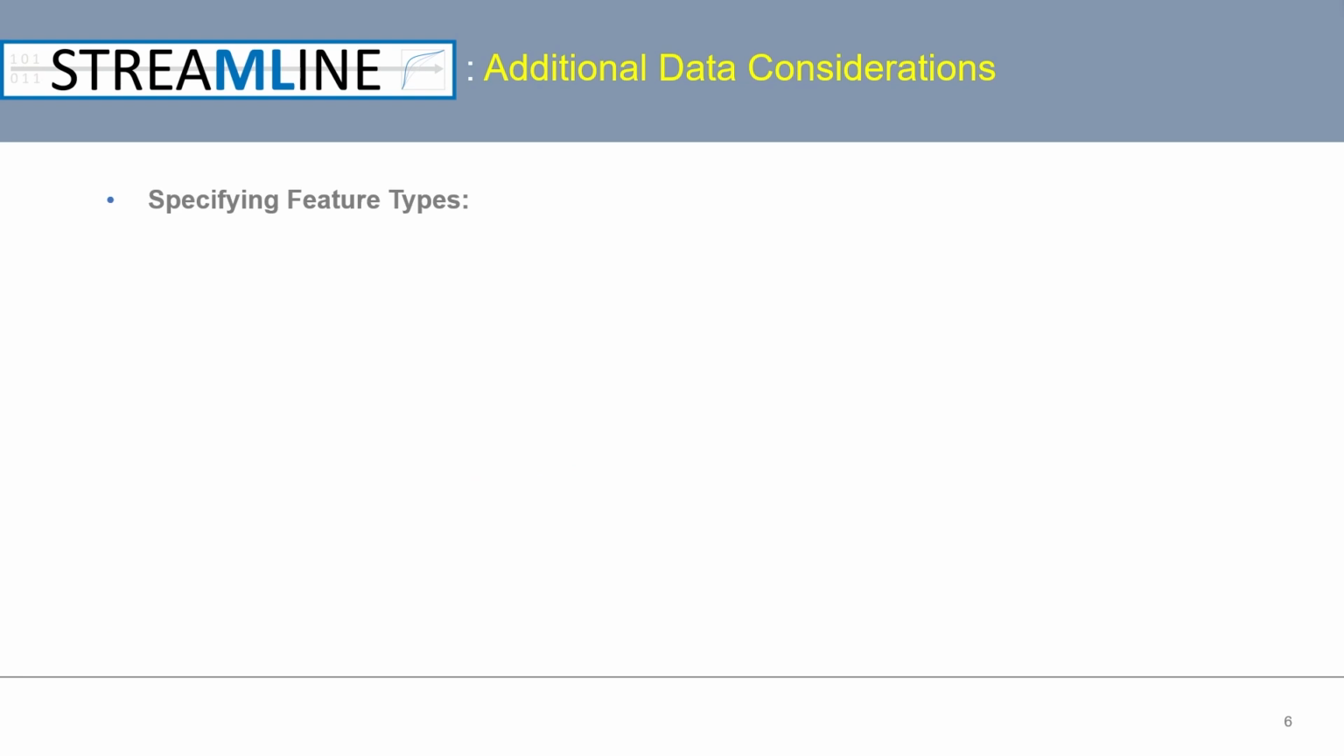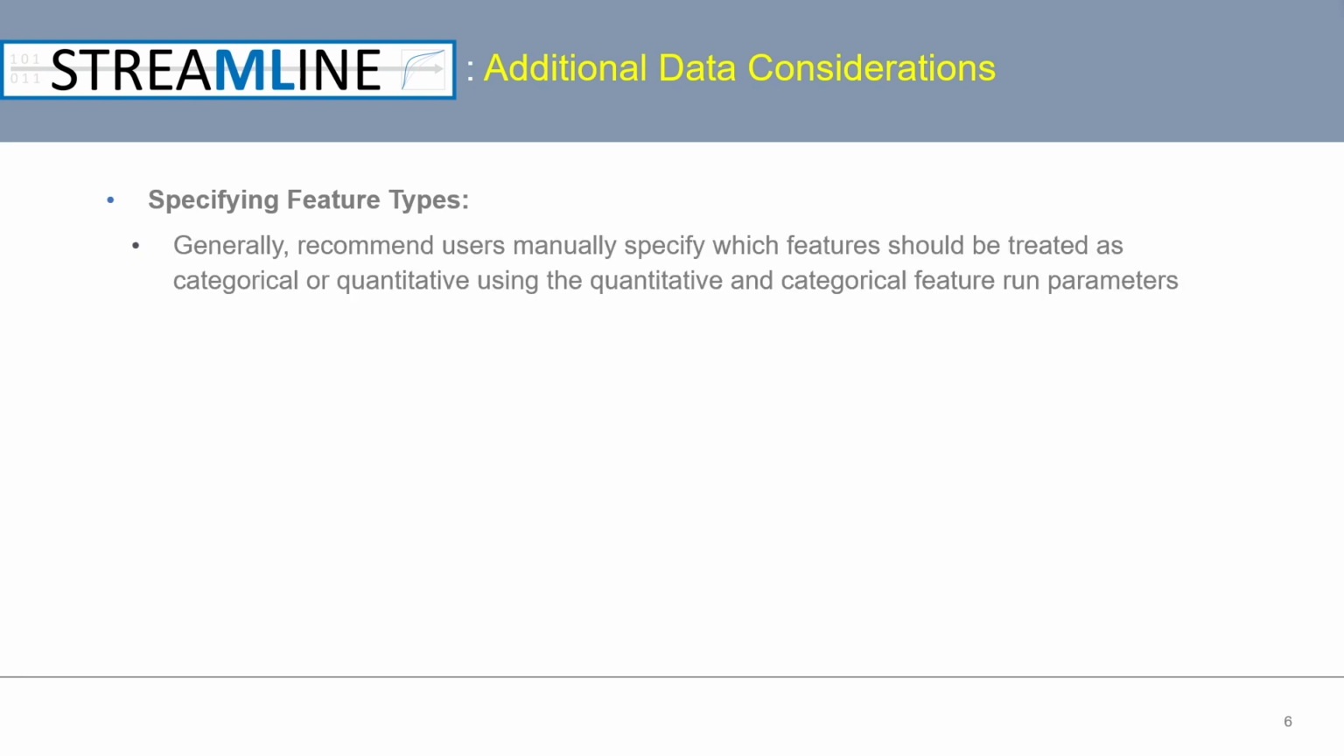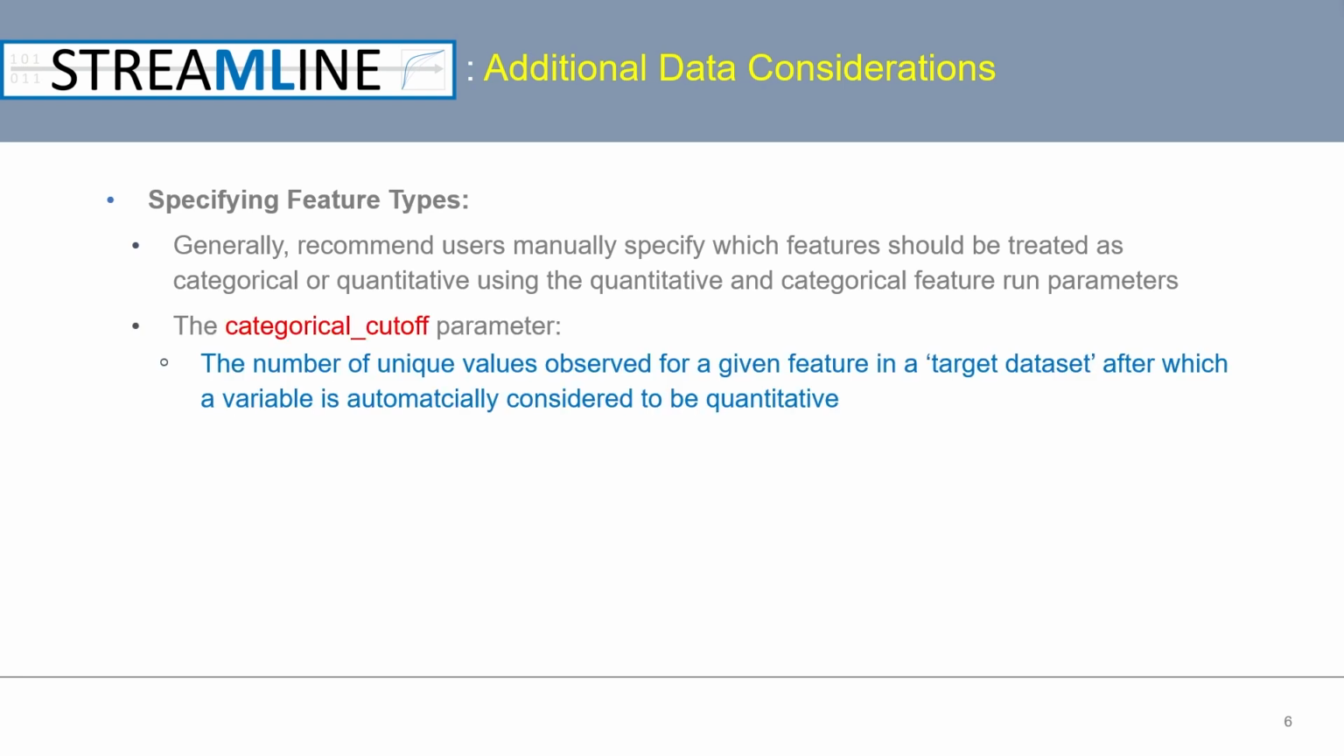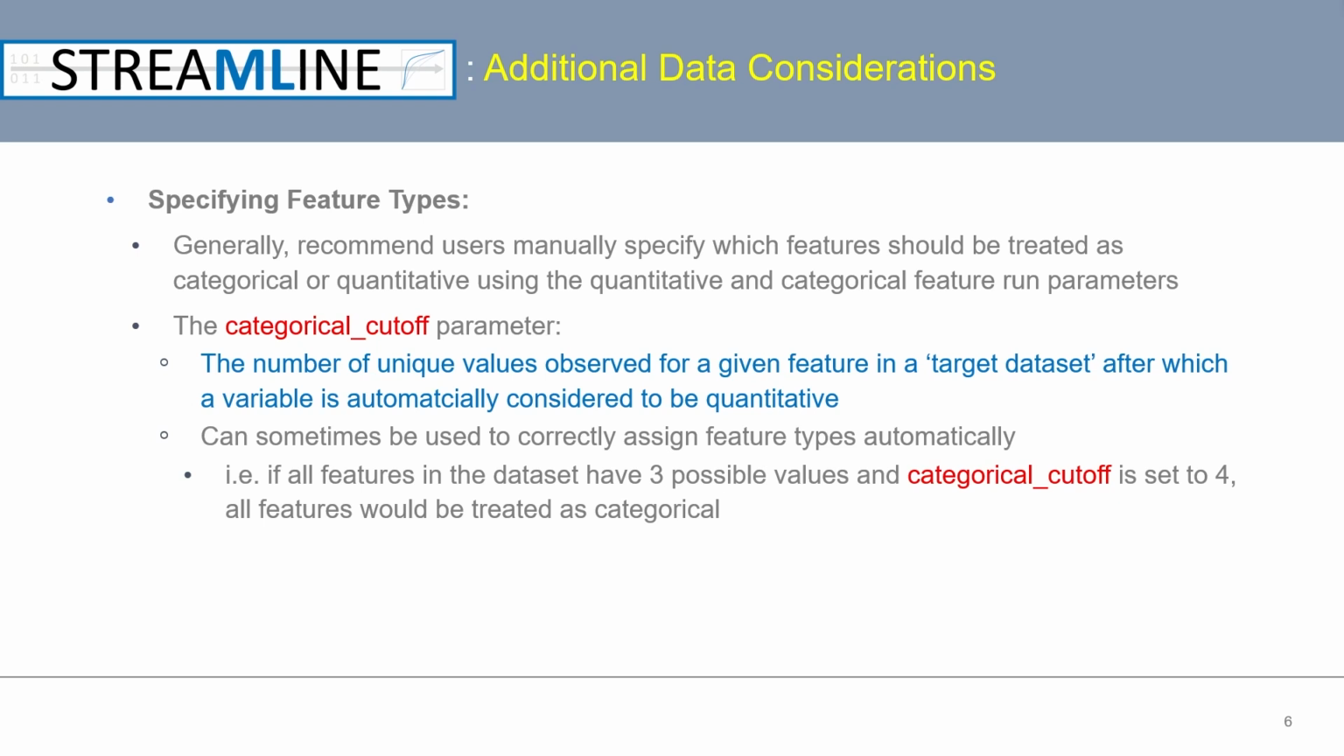And firstly, let's talk about specifying feature types. Generally, it's recommended that users manually specify which features should be treated as categorical versus quantitative, using the categorical and quantitative feature run parameters. The categorical cutoff parameter can be used to help STREAMLINE automatically discriminate between categorical and quantitative features. This parameter defines the number of unique values observed for a given feature in a target dataset, after which that feature is automatically considered to be quantitative. This automated strategy can sometimes be used to correctly assign all feature types automatically, depending on the dataset. For example, if all features in the dataset have only 3 possible values, and the categorical cutoff is set to 4, all features would be treated as categorical.